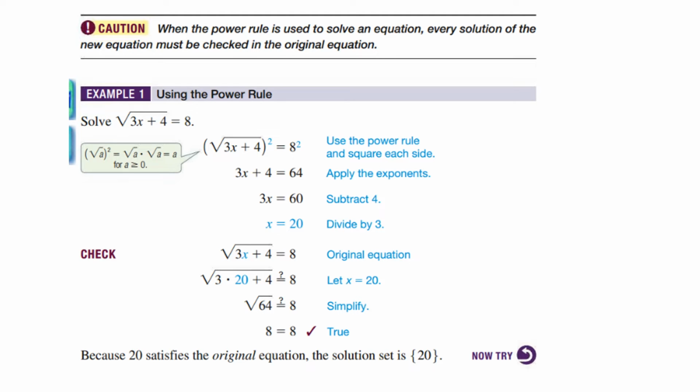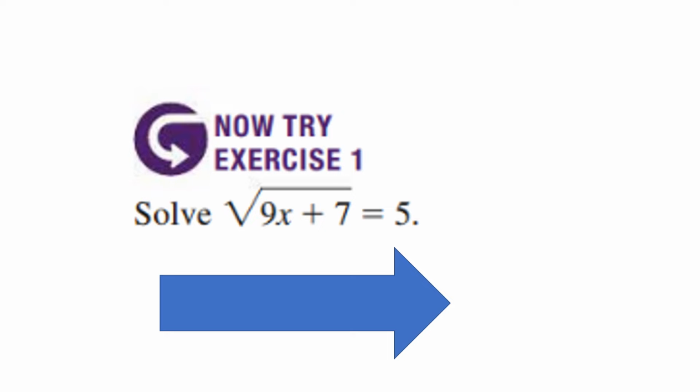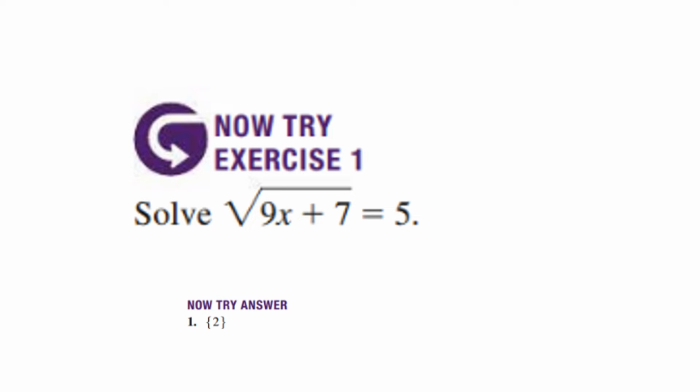Here's a problem for you to try. Try to solve the square root of 9x plus 7 is equal to 5. Pause the video and try to solve it. Let's see how you did. You should have gotten 2 for the answer. If you don't get 2 for the answer, make sure you understand what it is, and it's a good thing to ask about when we meet together if you didn't get this answer. But assuming you did, we'll continue.